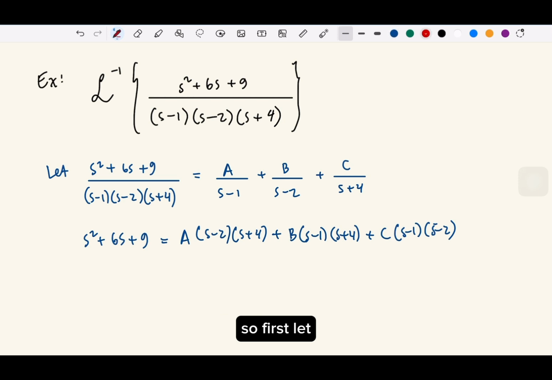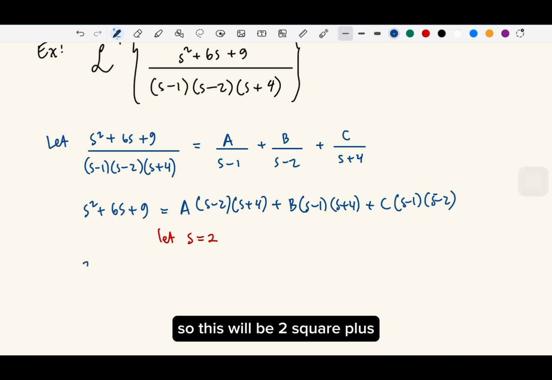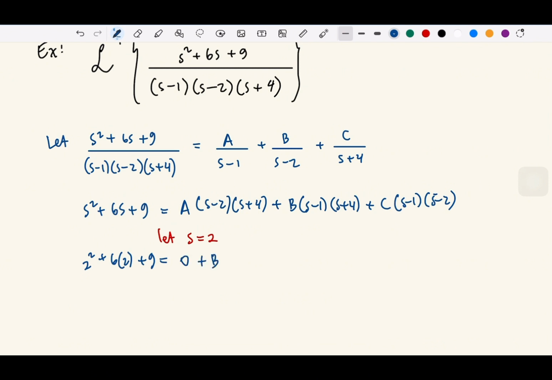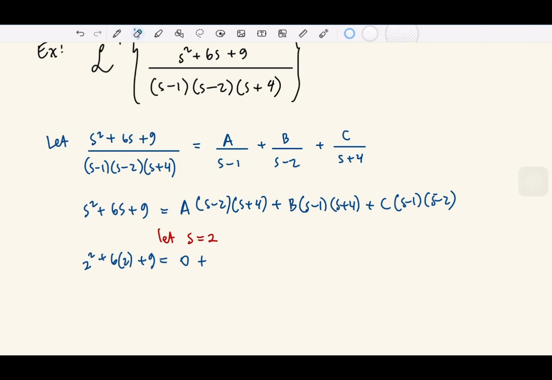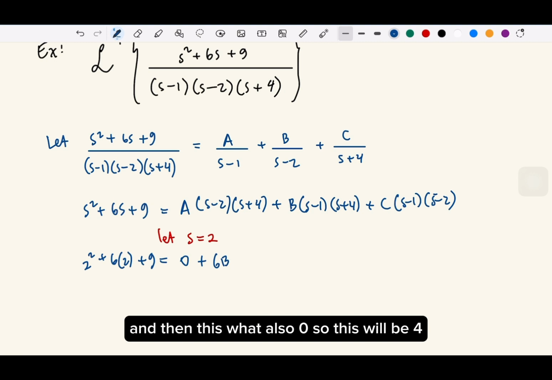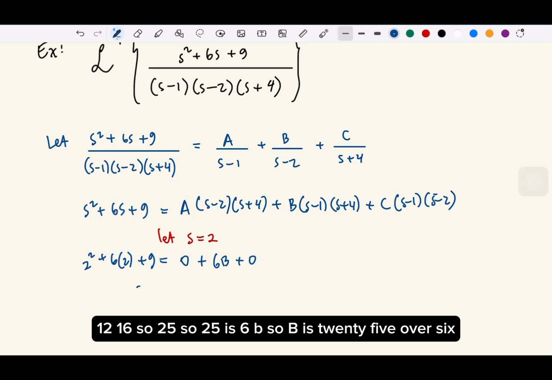So first, let s equal 2. When s equal 2, this will be 2 squared plus 6 times 2 plus 9, plus this will be 0, plus B times 1 and 6, so it will be 6B. And then this was also 0. So this will be 4, 12, 16, so 25. So 25 is 6B. So B is 25 over 6.